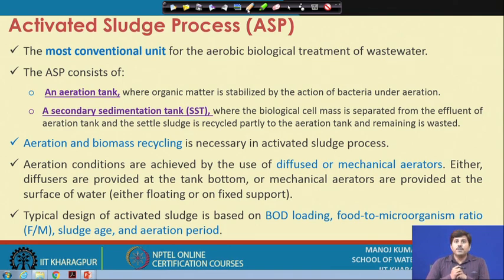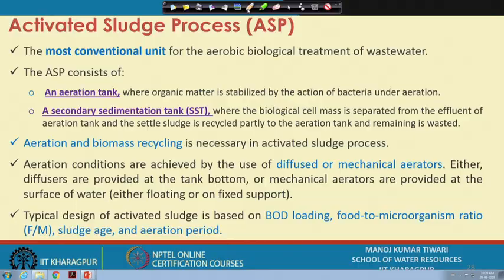Aeration and biomass recycling are generally necessary for the activated sludge process. For providing aeration, there are two ways: either diffused aerators or mechanical aerators are used. With diffused aerators, if you have this tank and you put in a diffuser here, you pump air from here and the air is released from the bottom. Your wastewater is in this tank, so air bubbles find their way up, and that keeps the content in a mixed condition in this chamber.